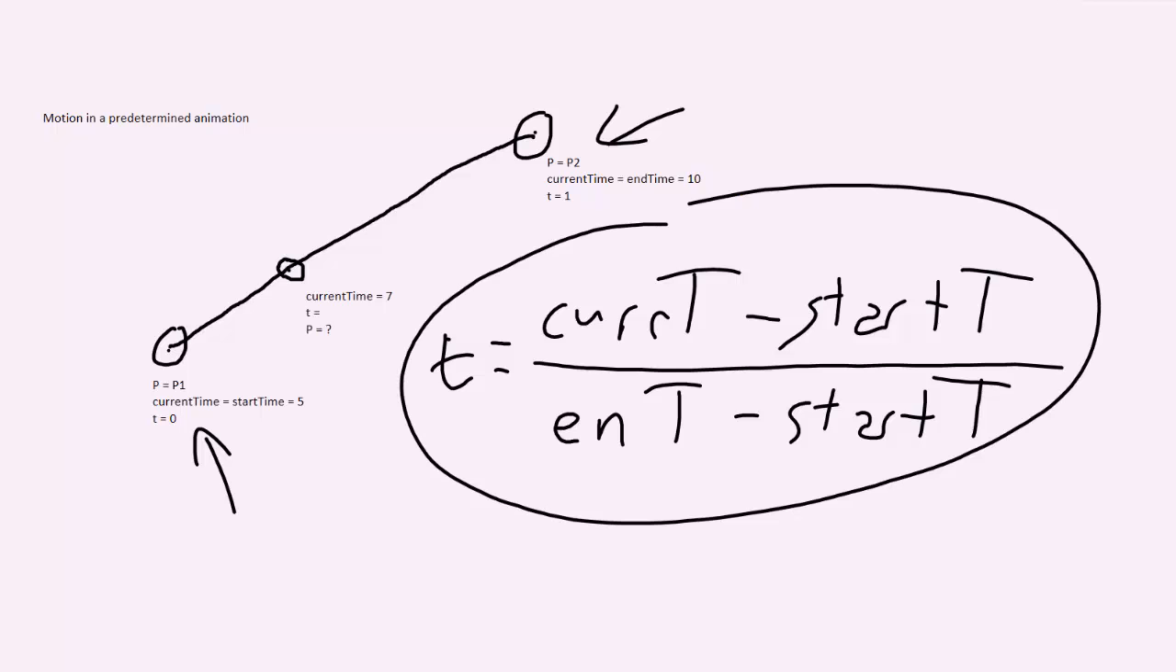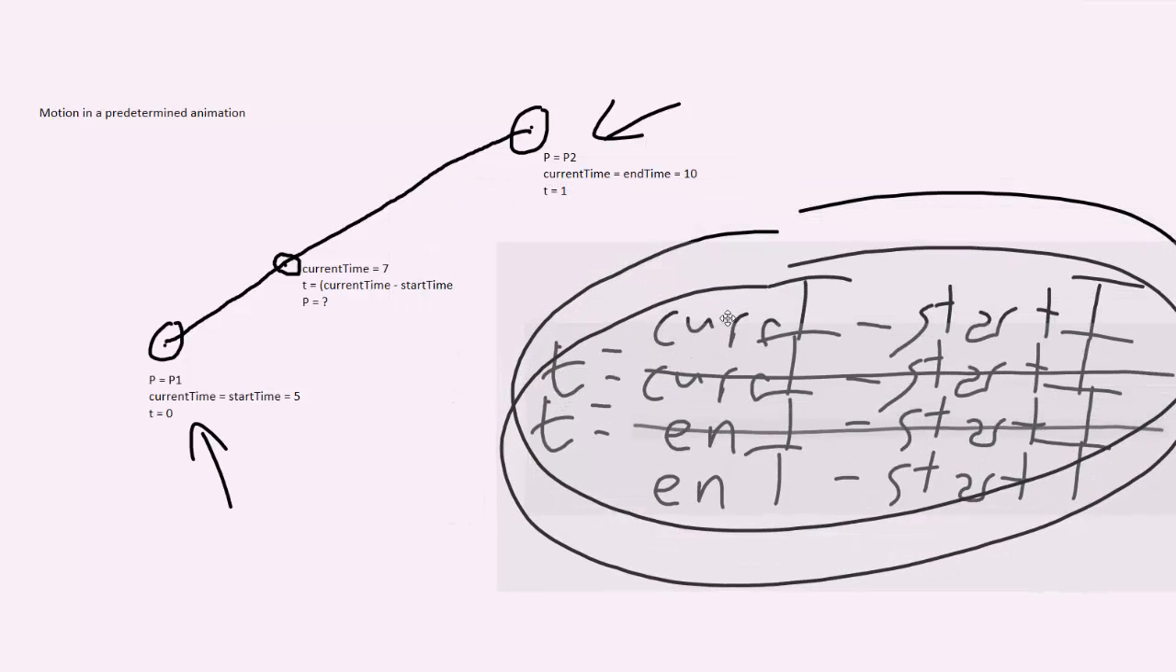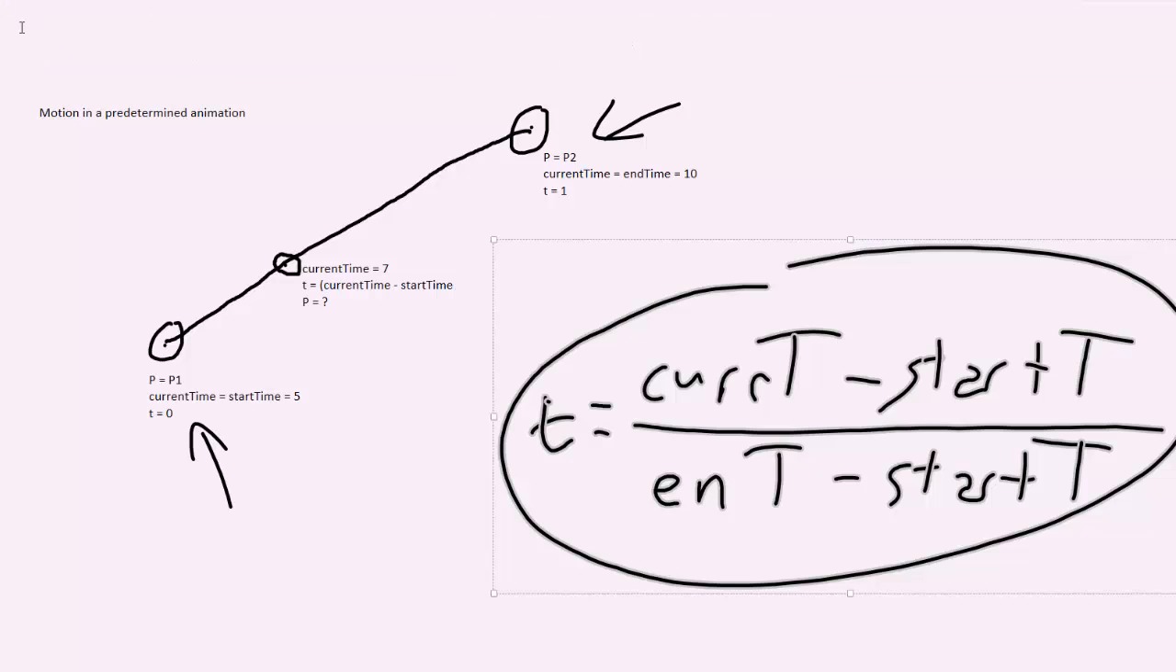So this here is our parameter. And so we should be able to go in here and say, well, t equals current time minus start time. We can put this in a better spot here. You can also just move this entire thing, I think. See if that works. Move this a little bit out of the way and say t equals current time minus start time, divided by end time minus start time.